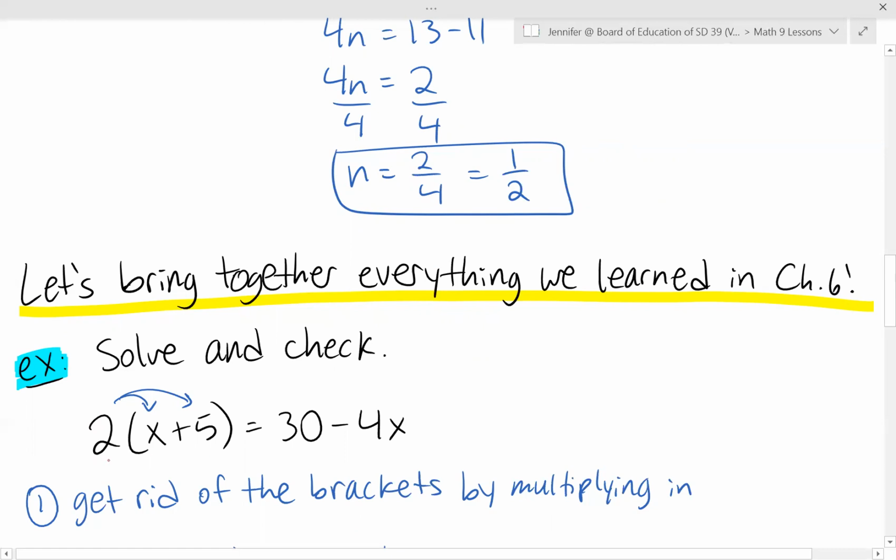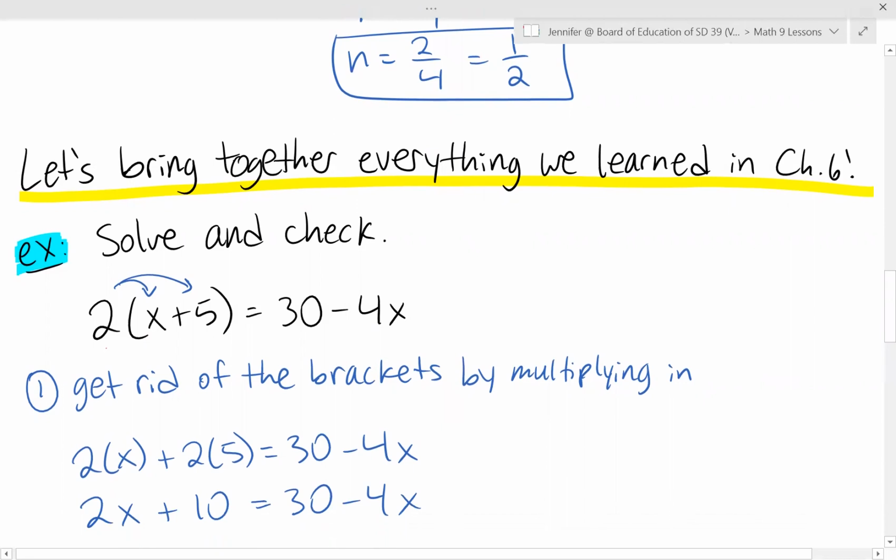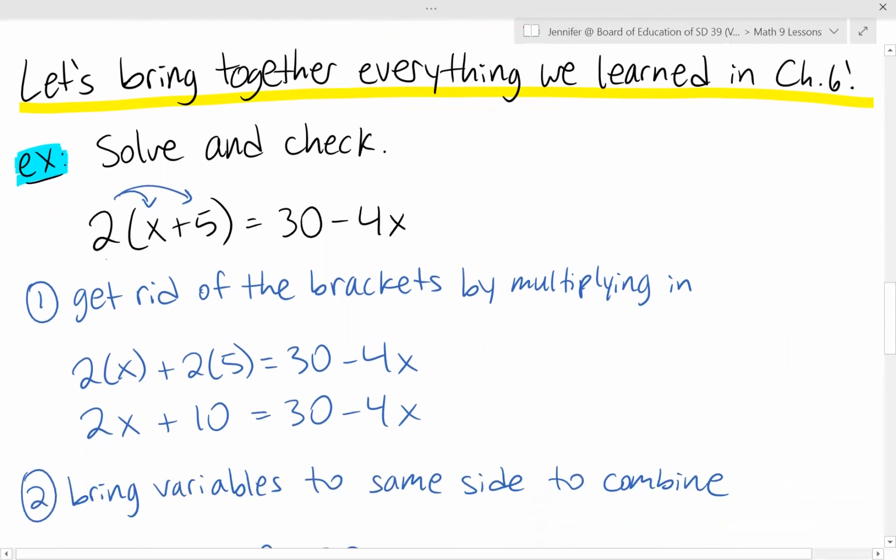Just know that if you did the division method, you would divide this whole thing by 2, which if you're comfortable with fractions, go for it, but that could be a little confusing. You'll have 30 over 2 minus 4x over 2. That's fine too. But I did the distributive method. So this became 2 times x plus 2 times 5. And then that multiplication is easy. 2x plus 10 equals 30 minus 4x. So now that I've gotten rid of the brackets, this looks similar to questions we did above, where we want to get our x's on the same side so we can combine them.